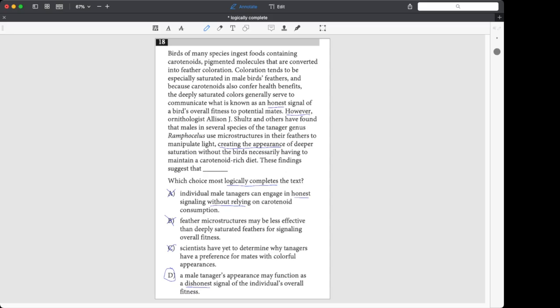To remember that part, you may have to reread the part in the beginning that talked about how the carotenoids' honest signal is of the bird's fitness because they convey health benefits. So the honest carotenoid bird is showing its fitness, whereas if a bird is faking it, then its appearance of fitness may be dishonest, right? Because they're just pretending to have eaten the carotenoids in terms of appearance. So we do have to think a little bit to get there, but hopefully that makes sense.